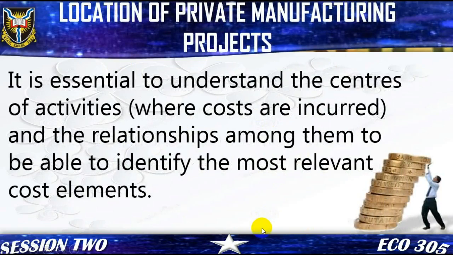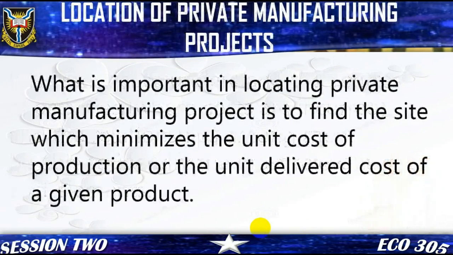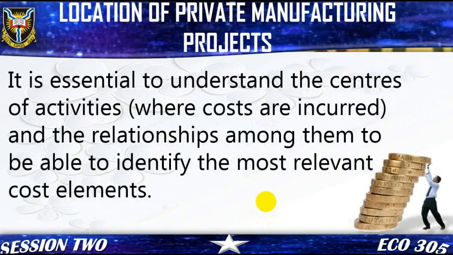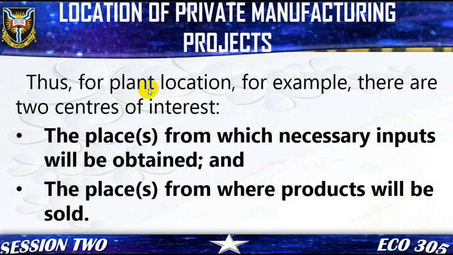Identifying the most relevant cost element in this case is to assume what is more realistic rather than the unrealistic assumptions of a perfectly competitive market structure. It is therefore essential to understand the centers of activities and the relationships among them to be able to identify the most relevant cost elements. Thus, for plant location, for example, there are two centers of interest. One, places from which necessary inputs will be obtained, and two, places where products will be sold.